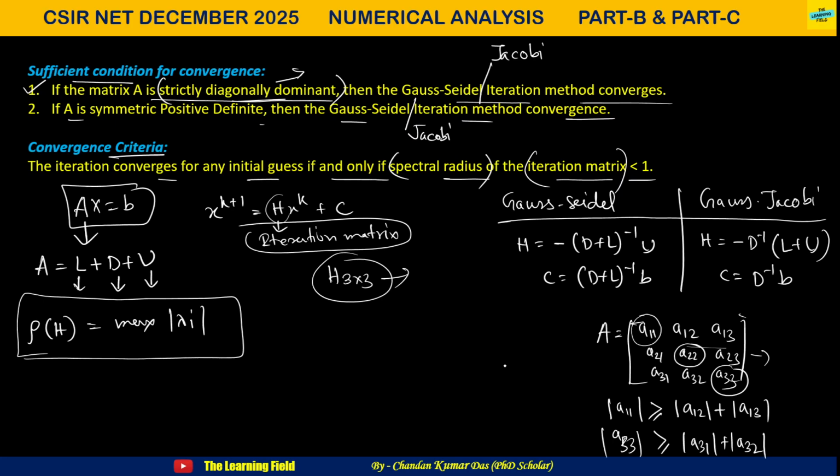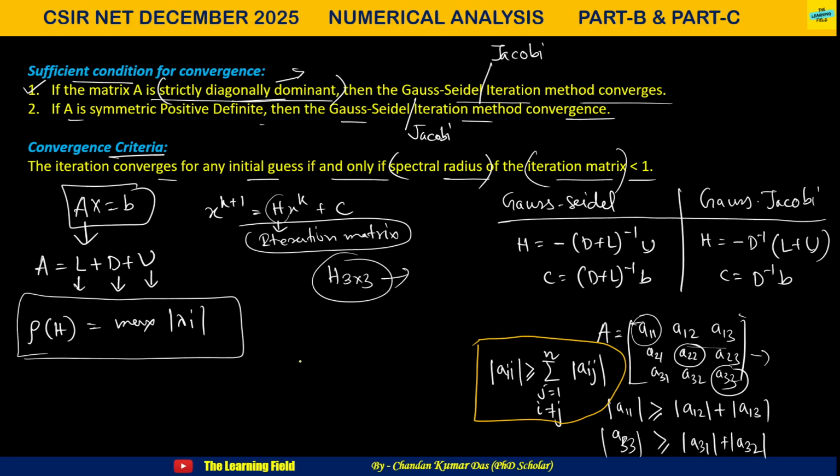is a diagonally dominant matrix. The definition of this matrix is like that: mod of Aii is greater than or equal to the summation of j equal to 1 to n. In general, this can be written as, j not equal to i, modulus of Aij. Fine. So this is the definition of a diagonally dominant matrix.